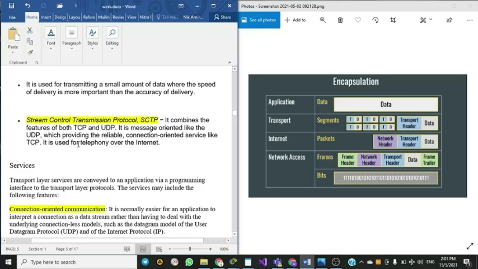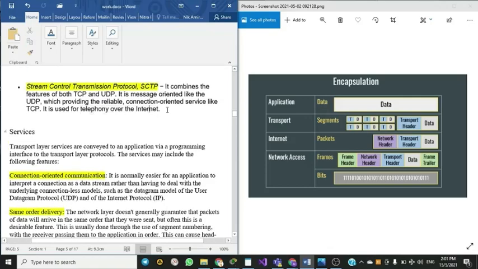It is used for telephony over the internet, one of those wireless phones that are connected to the internet, usually in the office.